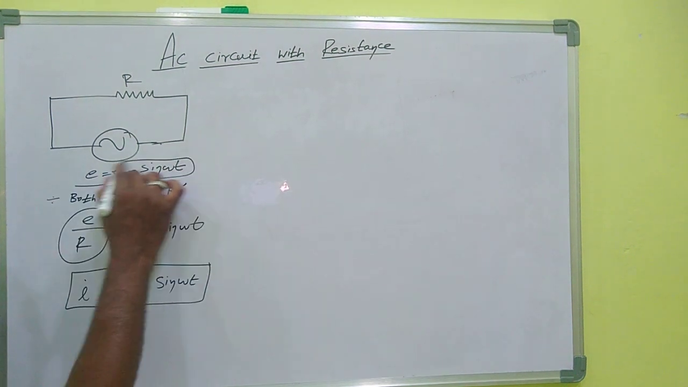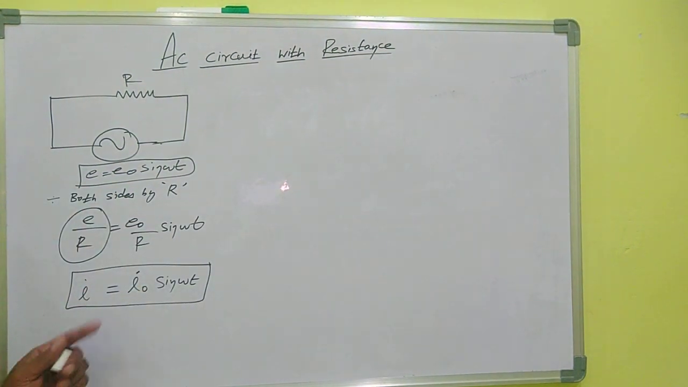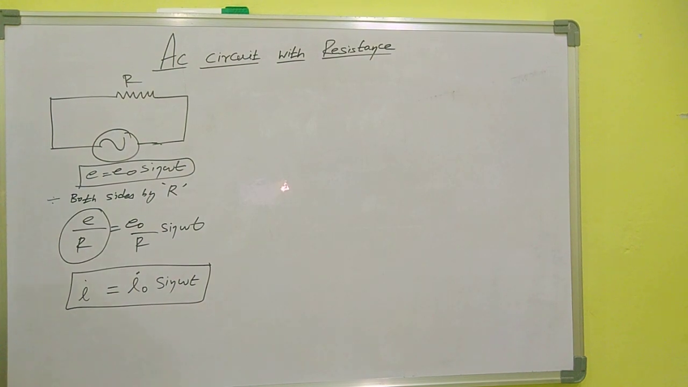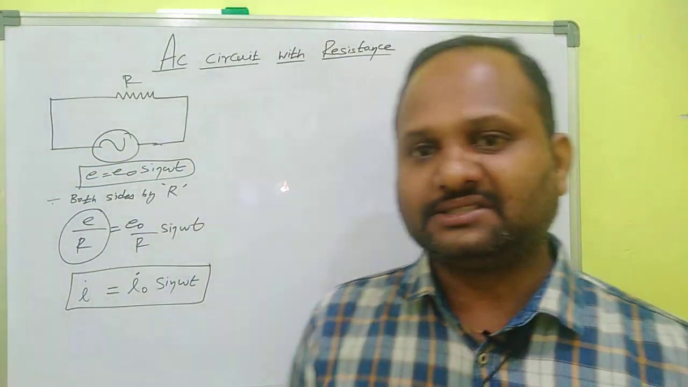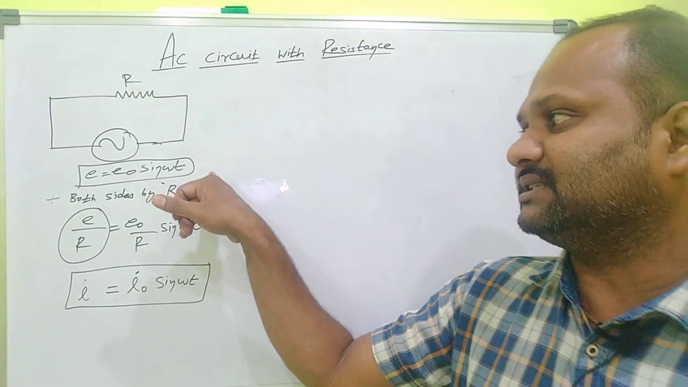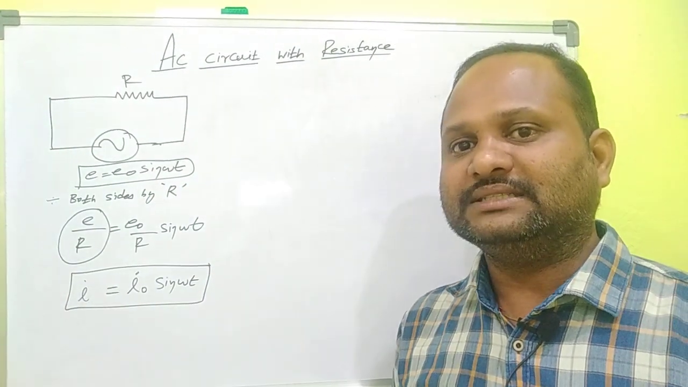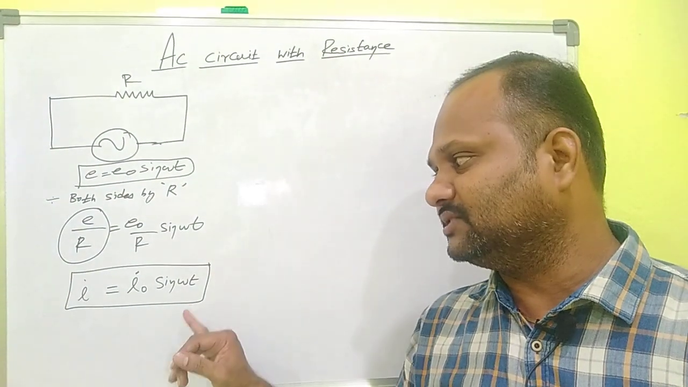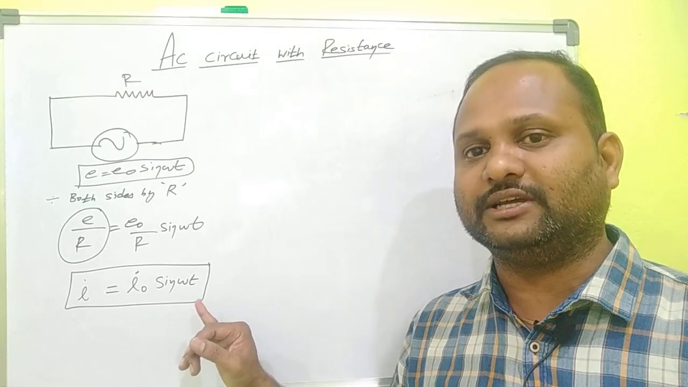This is one of the most important expressions here because it represents the instantaneous value of current. Here E equal to E naught sin omega t is the instantaneous value of EMF, and this is the instantaneous value of current: I equal to I naught sin omega t.